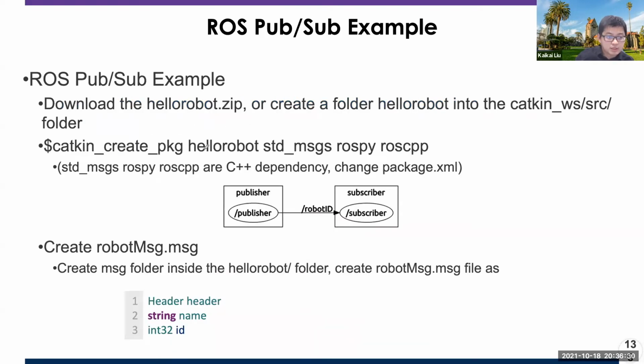Yes, for example, this is a very simple ROS pub/sub example. So the publisher sends data, maybe a robot ID, to a subscriber, right? So you can create a package, like hello_robot, right, with dependencies for std_msgs, rospy, and roscpp. Then you also create a ROS message, specifying this message type. The header is the name and the ID. So this is the message file.